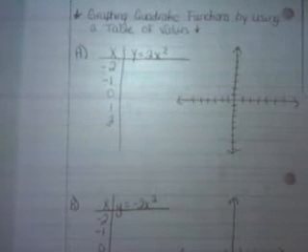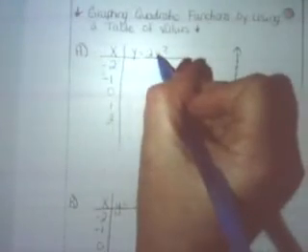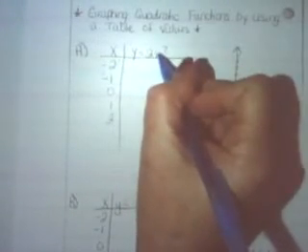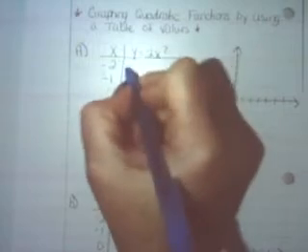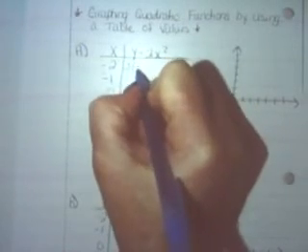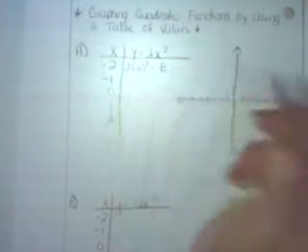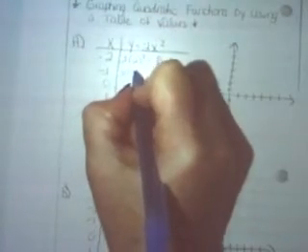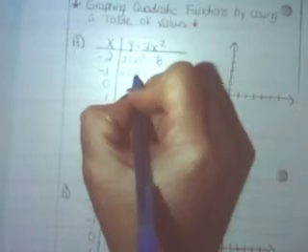Okay, moving right along. Graphing quadratic functions by using a table of values. Okay. If I know that x is negative 2 and my function is 2 times x squared, if I plug in, I'm going to have 2 times negative 2 squared, which is going to give me 8. Okay. And then I would have 2 times negative 1 squared. Negative 1 times negative 1 is positive 1. 1 times 2 is 2.